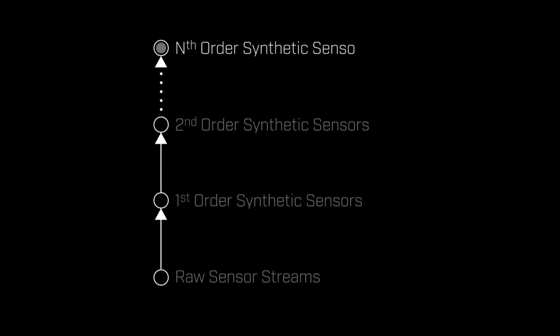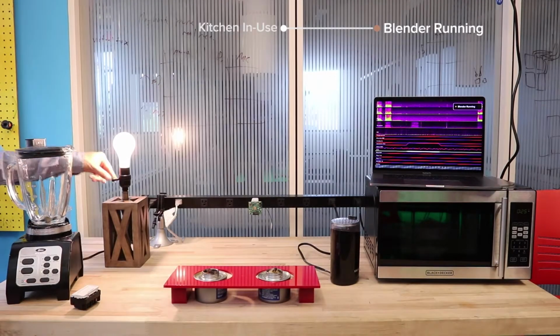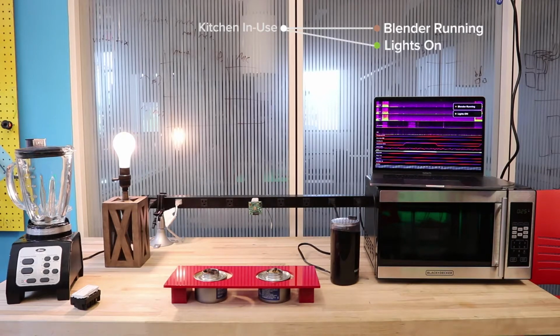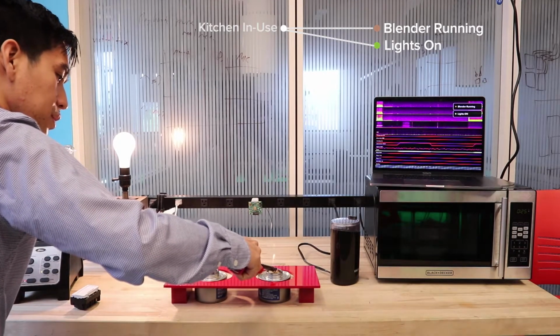Finally, there's no reason to stop at second-order synthetic sensors. These can feed into higher-order sensors, able to capture more complex environmental facets, like human activity and the mechanical health of objects. Please see our paper for more details.